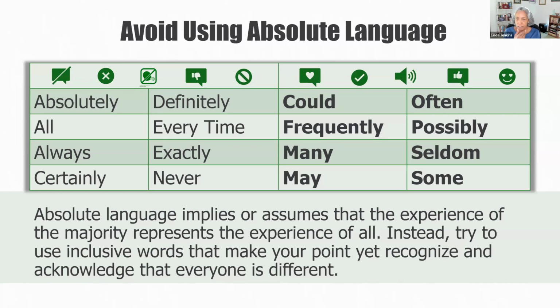And there's an additional concept in this area, which is to think about avoiding absolute language. When we use words such as absolutely, never, or every single time, we're implying that that's the experience of the majority and that it applies to everyone. But that's very seldom the case in our interactions with people when we're talking about relationships.